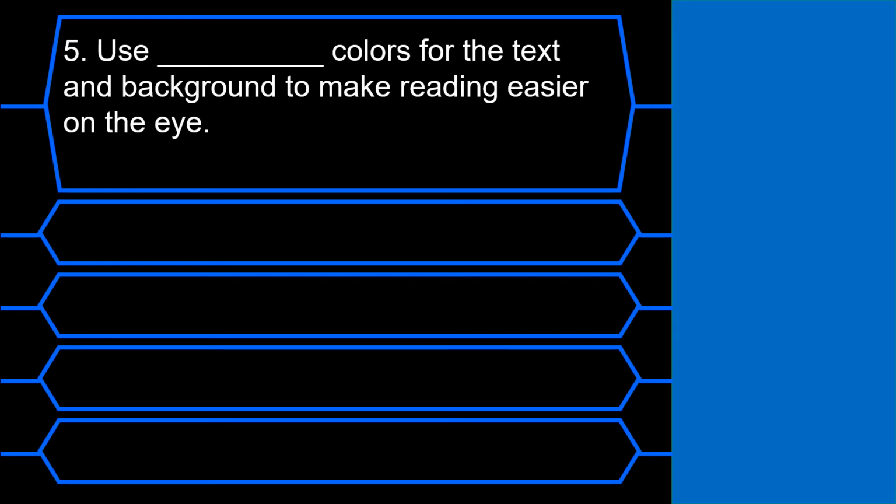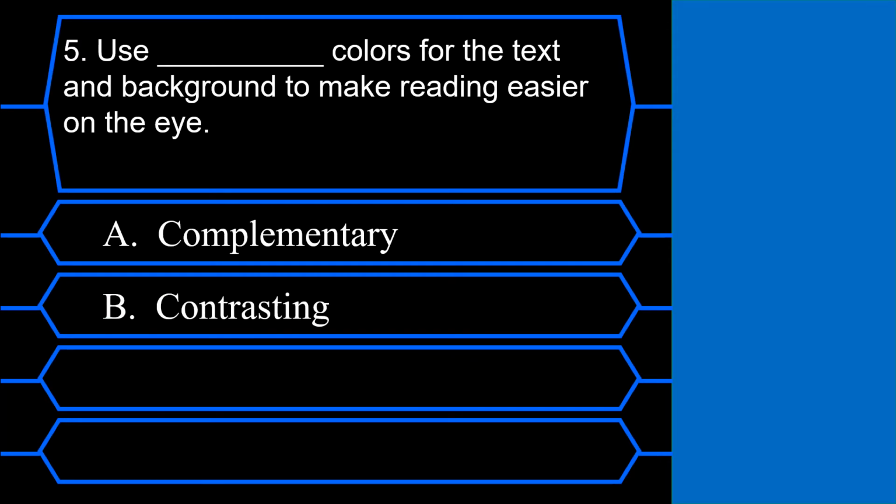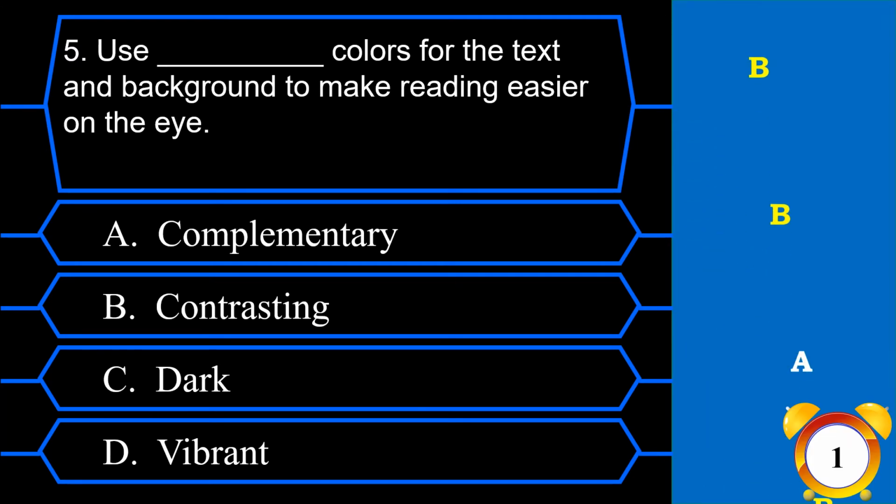Number 5. Use blank colors for the text and background to make reading easier on the eye. A. Complementary. B. Contrasting. C. Dark. D. Vibrant. Type your answer now. Go! The answer is letter B.